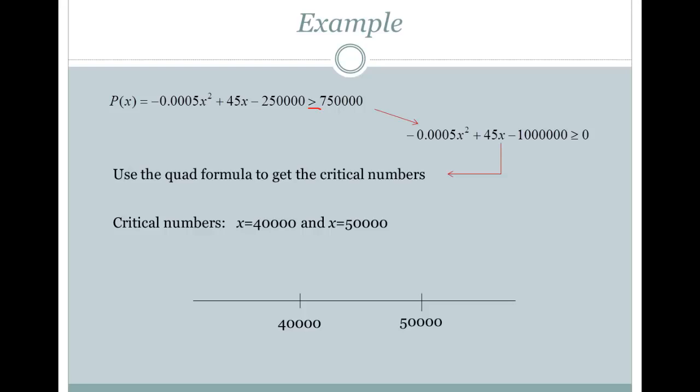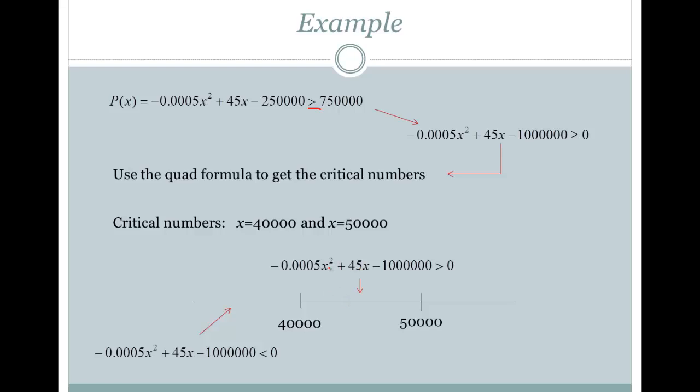And I want to pick some values in here and test on that interval. Again, looking at my calculator would be really helpful here. I would note that this is less than 0. So in other words, I'm not making a profit of over $750,000 on this interval over here. In this interval between 40,000 and 50,000, I am greater than 0. So this is the region where I'm making a profit bigger than 750,000.